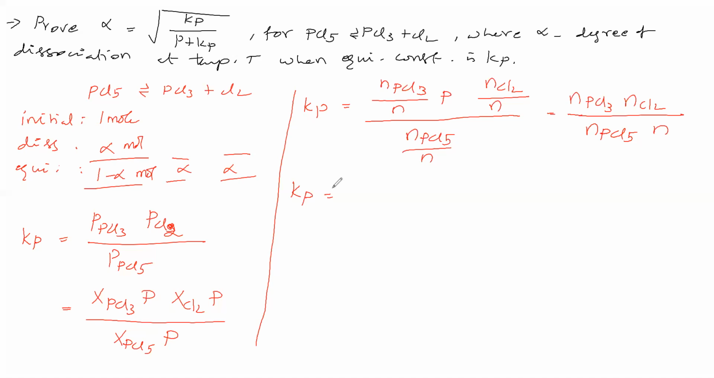So Kp is equal to alpha for moles of PCl3, alpha for moles of Cl2, and total pressure P, divided by 1 minus alpha for moles of PCl5, and the total number of moles n. Total number of moles is 1 plus alpha. So we have substituted this. Then Kp is equal to alpha square by 1 minus alpha square, into P. Like this we got it.